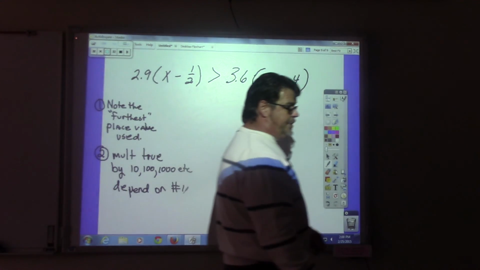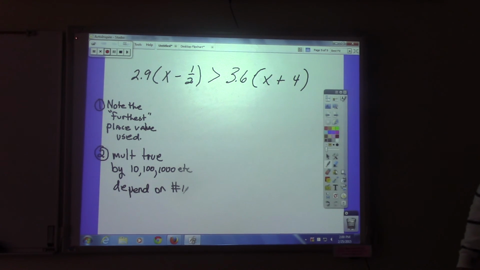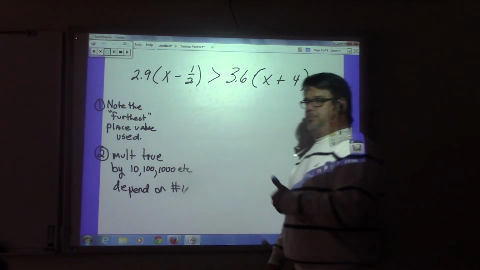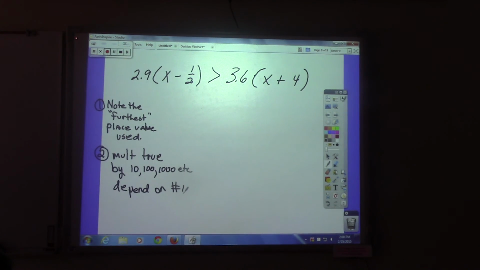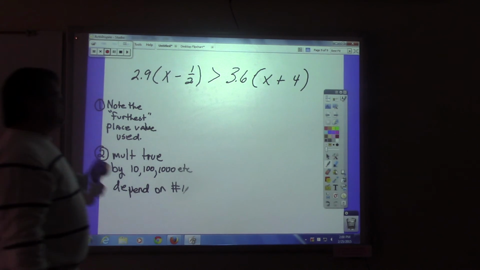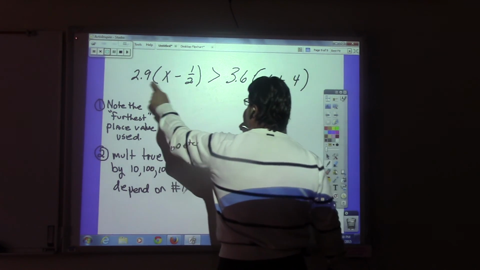Now, if you didn't know the trick about multiplying and dividing by tens, hundreds, and thousands, what's the rule? If you multiply by tens, hundreds, and thousands, you move the decimal place, however many zeros you have, to the right that many places. If you divide by tens, hundreds, and thousands, you move the decimal place to the left, depending on how many zeros you're multiplying by. So in this case, we're multiplying by 10. Why am I multiplying by 10? Because that's the furthest place value taken.